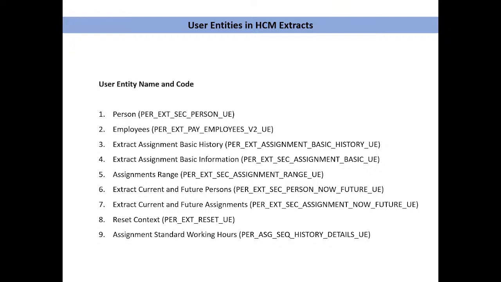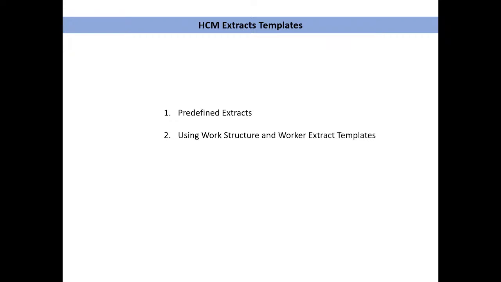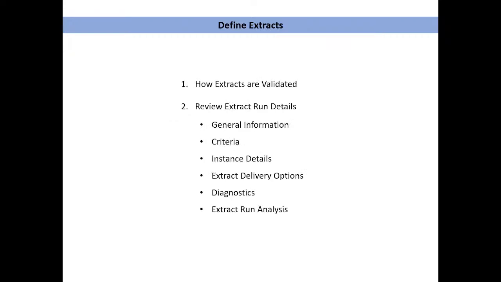And then we have the assignment standard working hours, so you can find your assignment working hours which are associated with the position. Then we also talked about the predefined extract and how we can use that predefined extract with the workforce structure and the worker extract template. And at last we discussed how extracts are validated and how we can review the run details, like what information we can see under the journal information, under the criteria, under the instance detail, and under the extract delivery option, and how we can run diagnostics and see the extract run analysis.